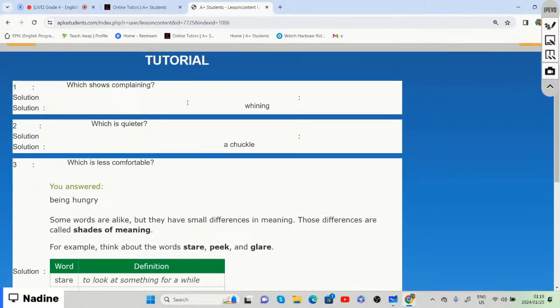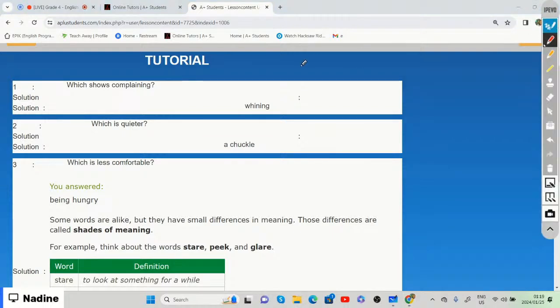All right. And if we look at this word, right, it says which word shows complaining. So basically, when you're complaining, right, that means that you are whining. So if you're constantly complaining, or a word that shows that you're complaining, we can say it is whining.